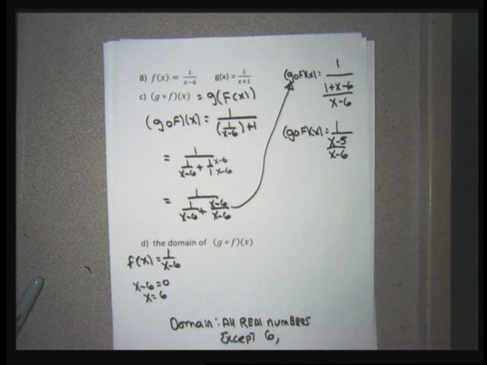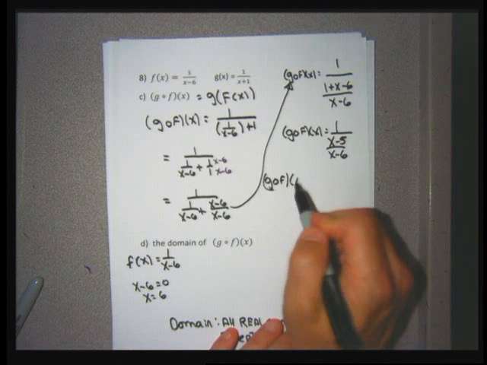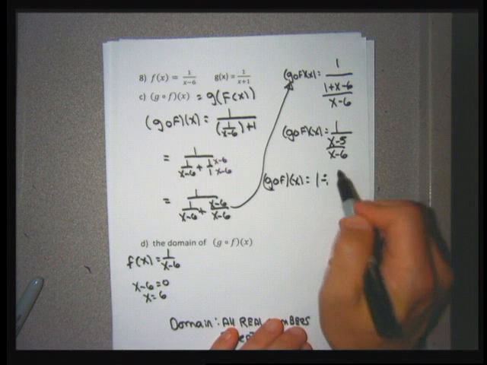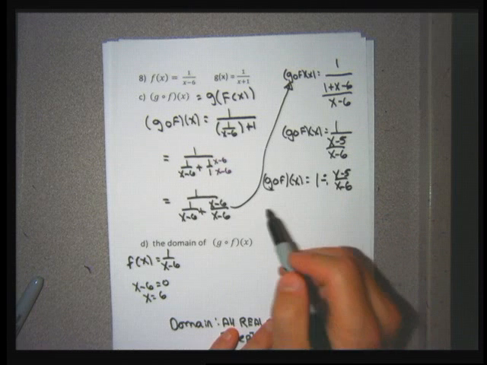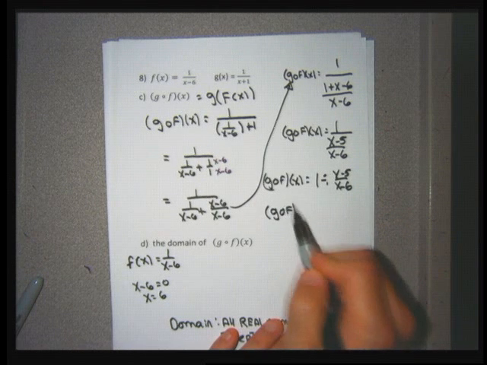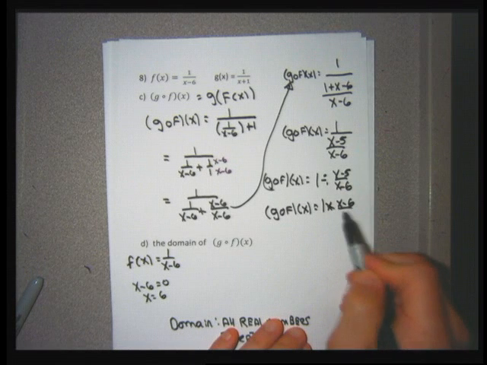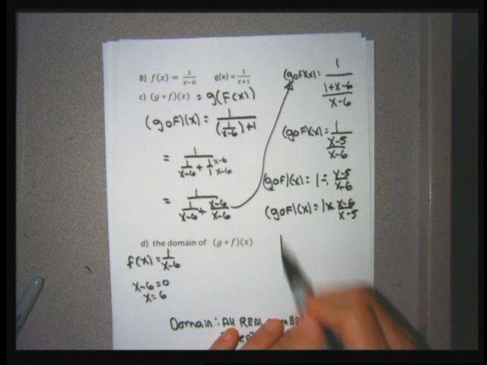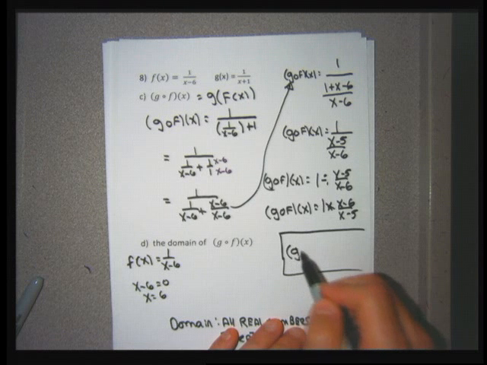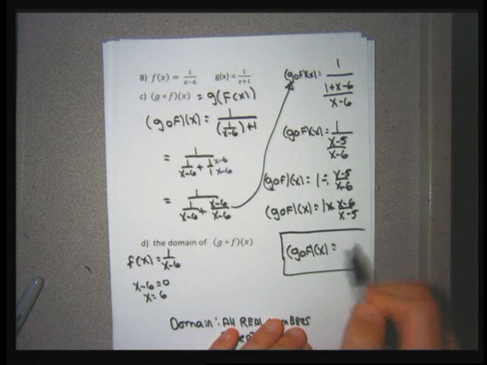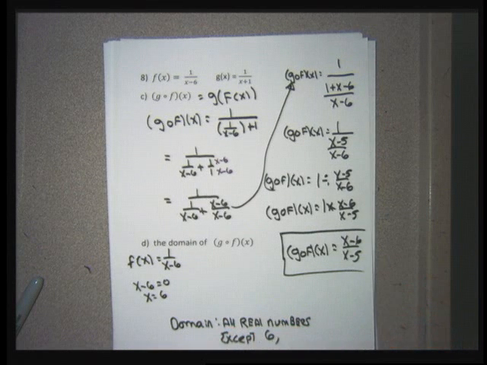I'm going to rewrite that as a division without a fraction, so I'm going to rewrite that as 1 divided by x minus 5 over x minus 6. Now I'm going to invert and multiply. I get g composed with f of x equals 1 times x minus 6 over x minus 5. 1 times anything is itself. So the answer to part C, g composed with f of x, is just going to be x minus 6 over x minus 5. That's the end of part C.